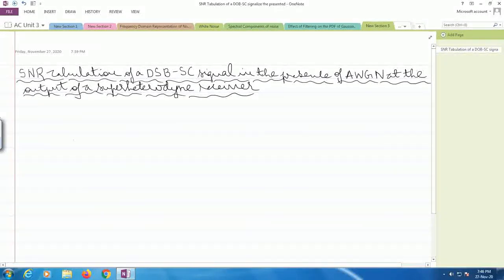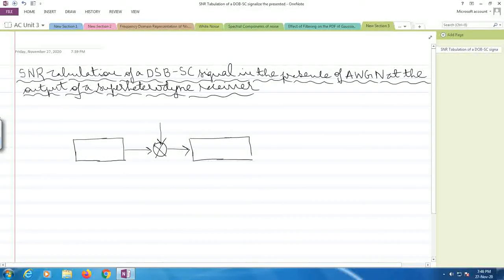Now coming to this block diagram, we'll only consider those blocks of a super heterodyne receiver that are going to be useful for us in this derivation. There are many blocks in the super heterodyne receiver which are not actually going to take part in this SNR calculation. So we are simply going to neglect them and consider the other blocks.